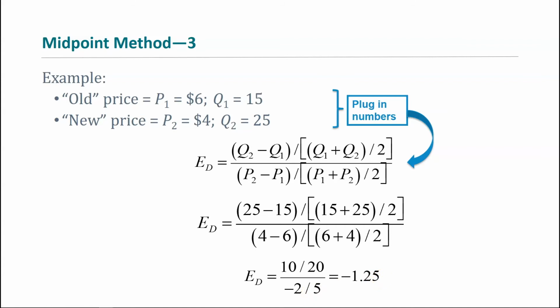Now what does that tell us? The numerical result, 1.25, is greater than 1, which says we have elastic demand, right? And we have a negative sign, which is what we'd expect, because price and quantity always move in opposite directions when we're talking about quantity demanded. Okay? You'll have more practice with this with homework.